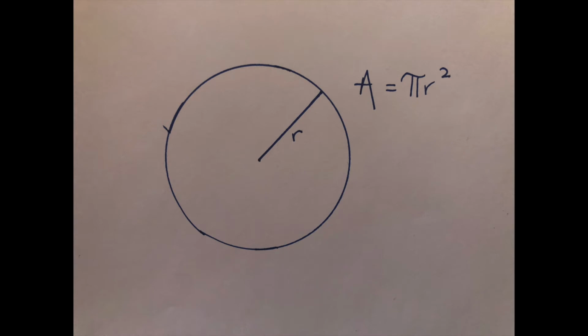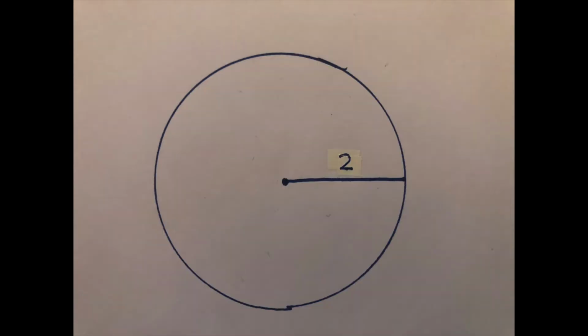The formula for finding the area of a circle is to square the radius, radius squared, and then multiply that by pi. And there's a few different ways to think about why this formula makes sense, but this one is my favorite. So let's say we have a circle with a radius of 2.